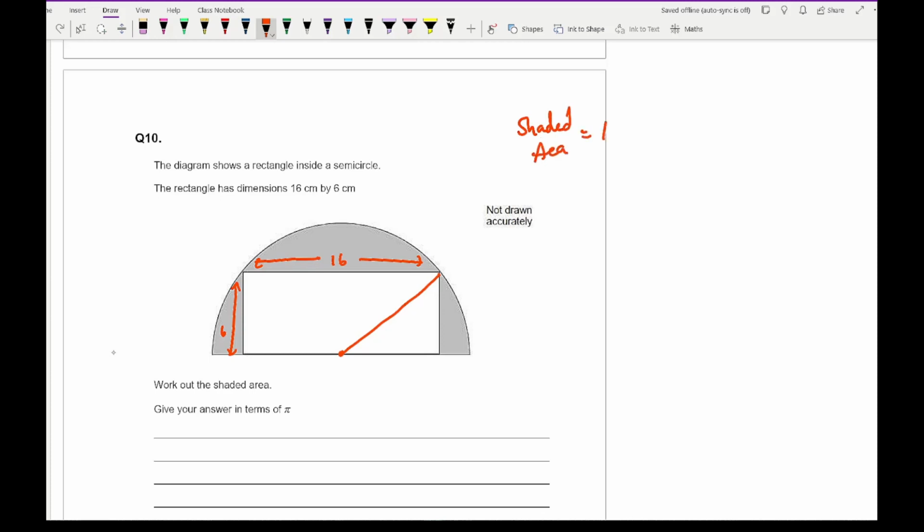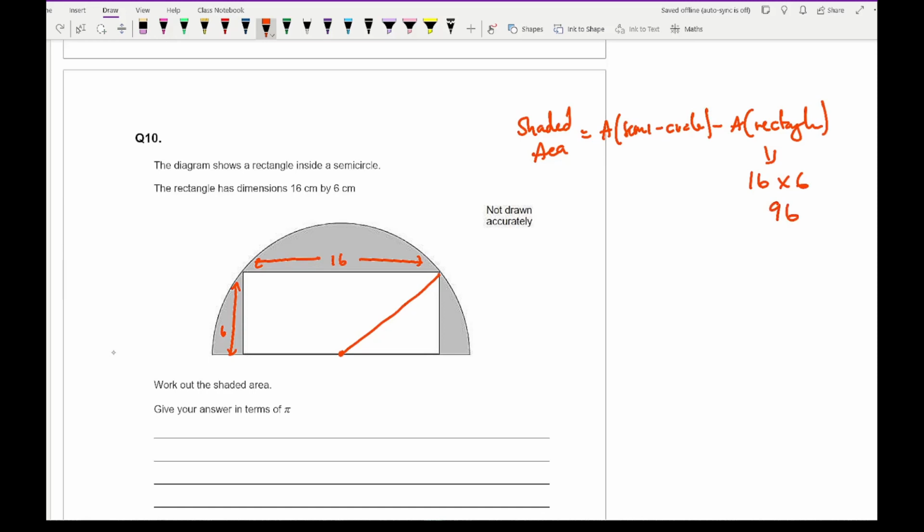So here the shaded area is going to be equal to the area of the semicircle minus the area of the rectangle. Now the area of the rectangle is just simply going to be 16 times 6, which if I type that into my calculator, I get an answer of 96. But for this, what I then need to do is this.